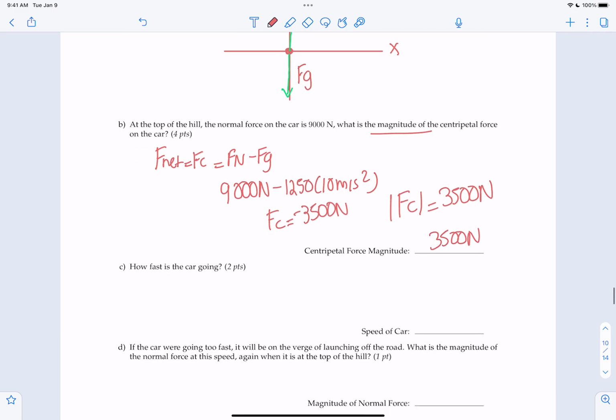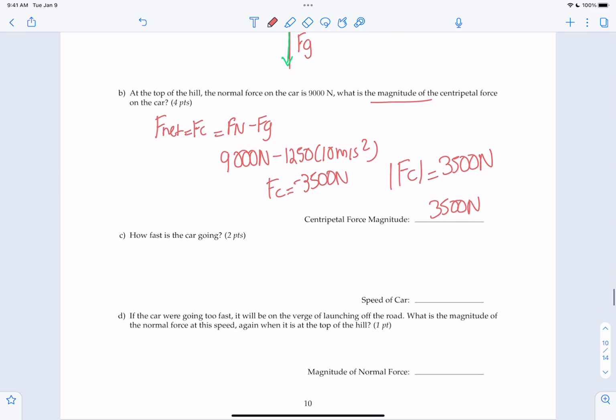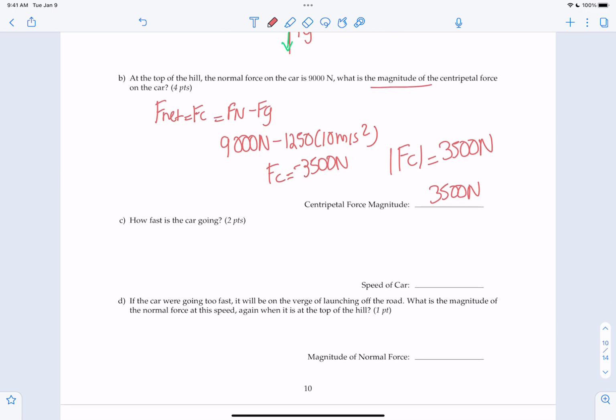Now for part C, they're asking us to figure out how fast the car is going. So we know the centripetal force, right? We can relate it to the centripetal acceleration, because this would just be equal to mv squared over r. And if we want to keep our signs correct, this is equal to negative 3,500, and this centripetal force was pointed downwards, so that's a negative mv squared over r.